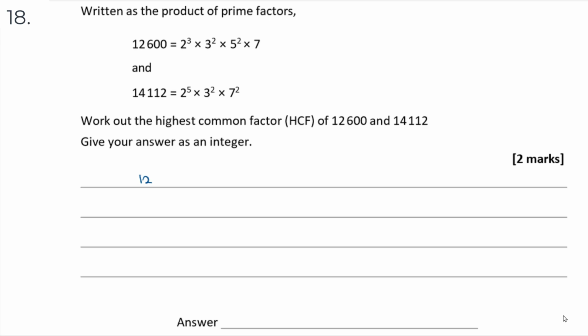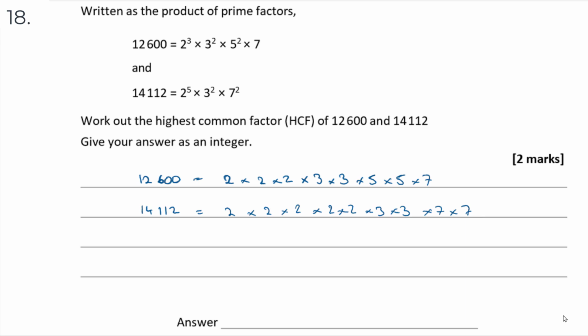Well, we can easily work out HCFs of two numbers if we've got them in factor form like this. I'm just going to write them out in expanded prime factor form so we can see all of the individual factors clearly. So that's 12,600, and then 14,112. That's 2 times 2 times 2 times 2 times 2 times 3 times 3 times 7 times 7. Okay, so the HCF will be made up of all the terms that are in both.